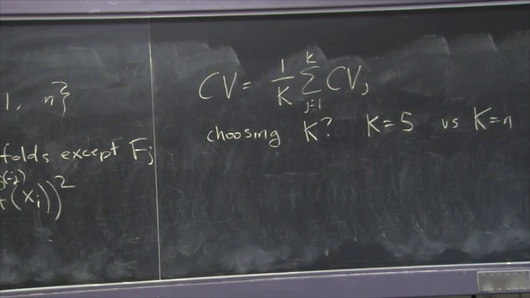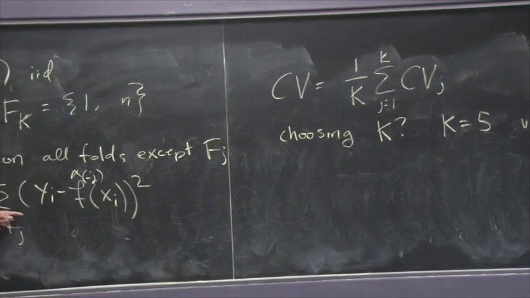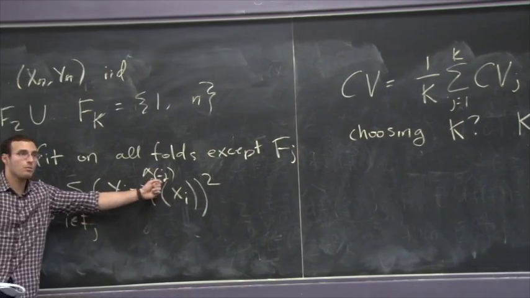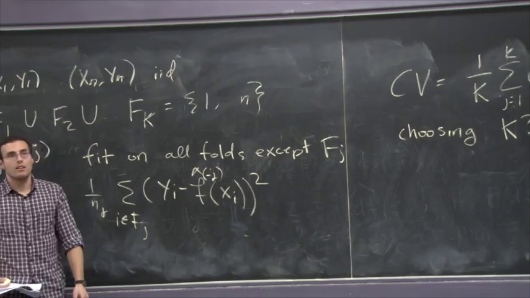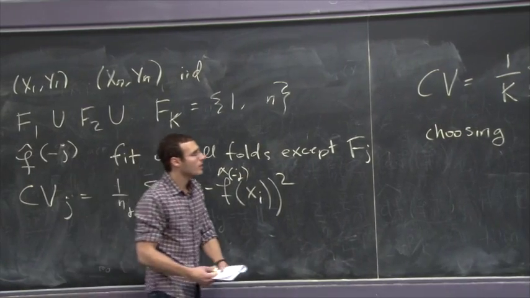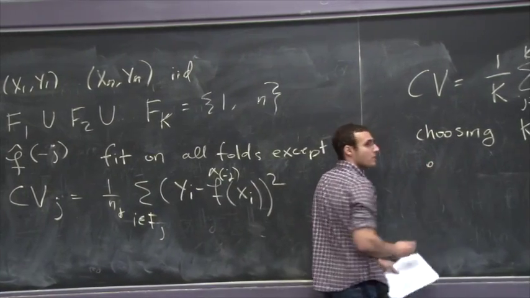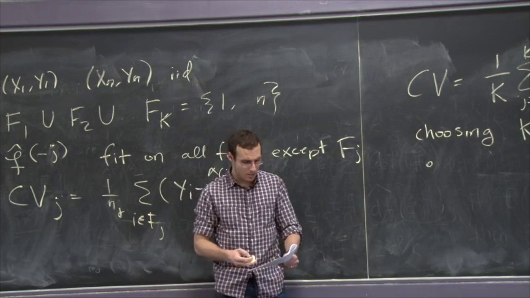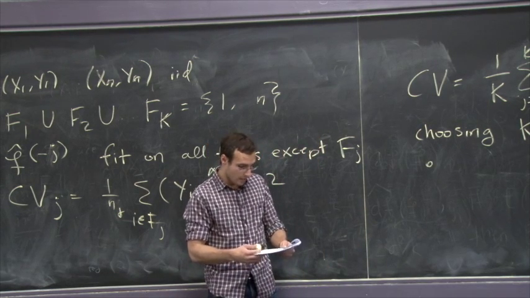So in that case, each fold is a single data point, and we're just leaving it out in turn. And so we're fitting on all but the jth data point and then testing on that data point. So these are not the only two choices, but they're the most common ones. So let's discuss what the differences are between them.